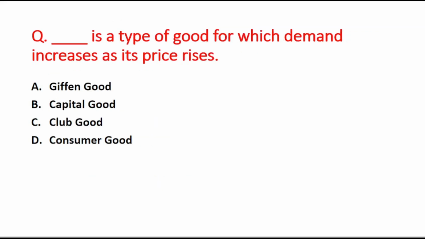Next question is, blank is a type of good for which demand increases as its price rises. Your A option is Giffen good, B option is capital good, C option is club good, and D option is consumer good. So the right answer is option A, that is Giffen good.